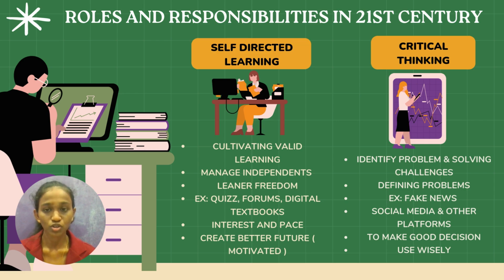Right now, we're going to see about roles and responsibilities in the 21st century. I suggest two types of roles, which are self-directed learning and critical thinking. First of all, we're going to see about self-directed learning. This role is about cultivating valid learning, which means a person who has this skill will manage everything independently and also promote learner freedom.